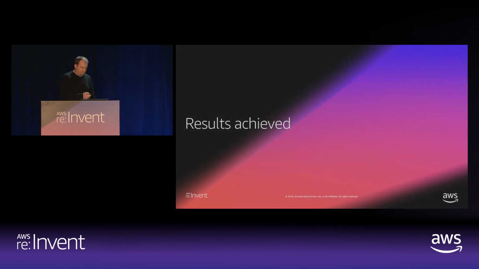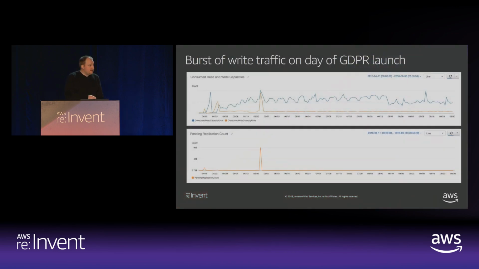So how did we do? On the top here, you can see the consumed read and write capacities of a single region. And in the bottom, you can see the pending replication counts. OK, it's a white background, so you can't see my pointer. You can see on the left side, before, in April, a very small spike on the orange graph. That's when we did write capacity tests and performance tests, because we didn't know really what kind of a load we would get on the launch date.